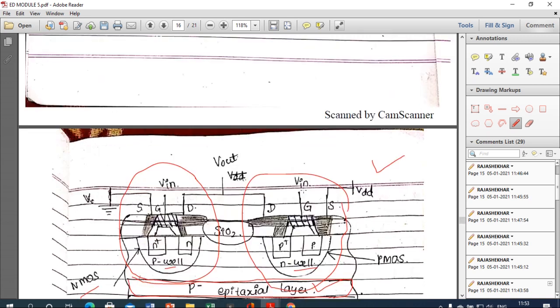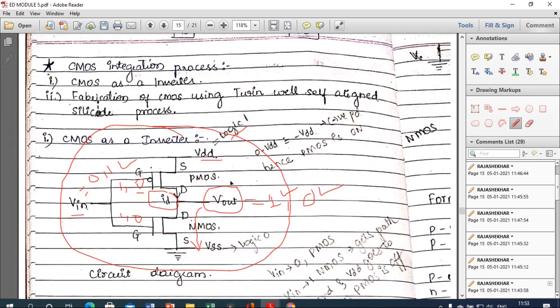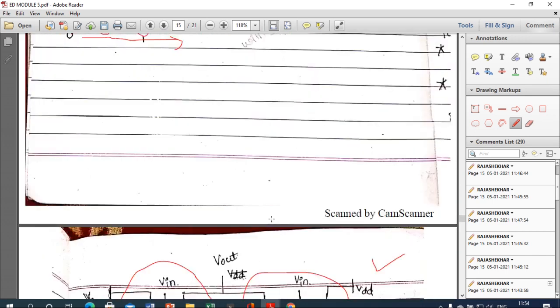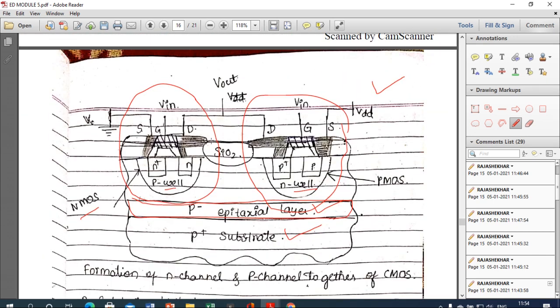So now, as per the connection here, look at this connection. Here the two drain terminals are connected together to form V out. The source of PMOS is connected to VDD, the source of NMOS is connected to VSS, and the gates of both are connected to VN. The same thing is done for this fabrication. Here the drains of these two are connected together to form Vout.